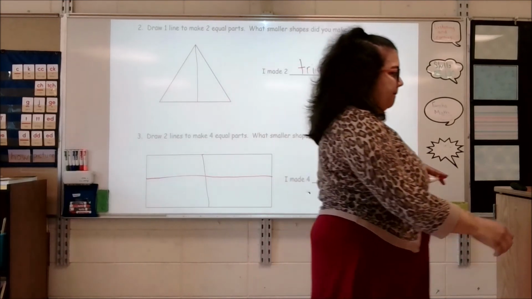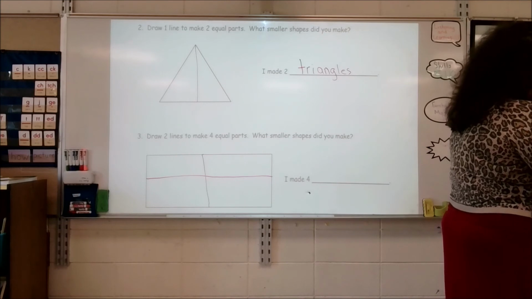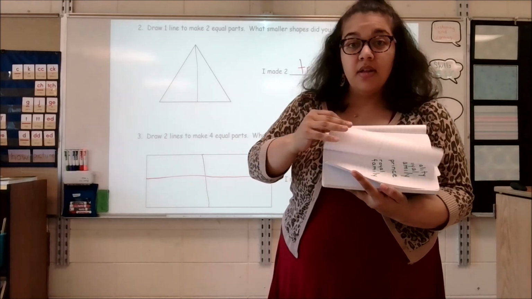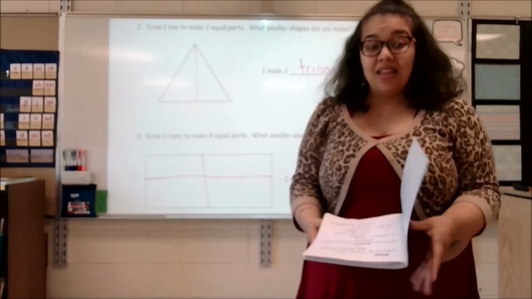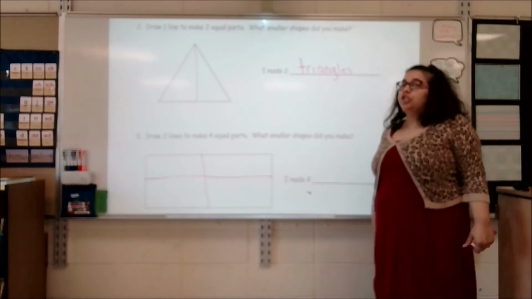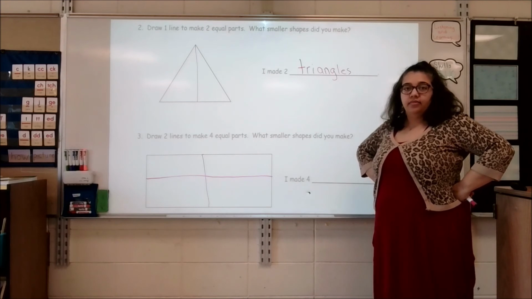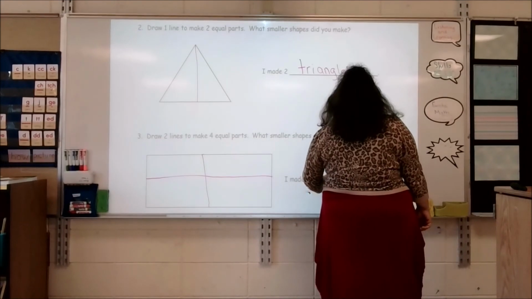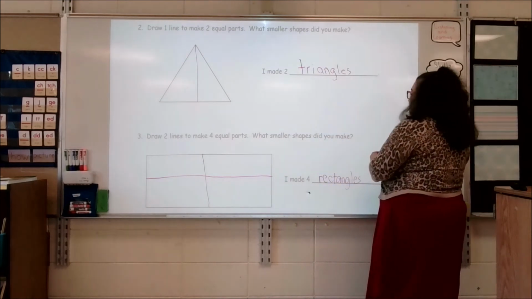Matter of fact, do I have it here? The last time we did it? Remember we split our paper? And remember we folded our paper so that we could have first, next, then last. We went across and down. Same thing. It's the same exact thing. So tell me, I made 4 what? What smaller shapes did we make? Even with our slightly imperfect lines, what smaller shapes did we make? 4 rectangles. Good. I made 4 rectangles. Excellent.